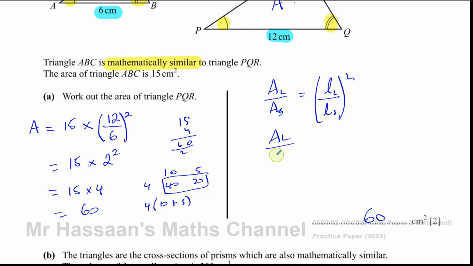over the area of the smaller one, which is 15, is equal to the length of the larger one, which is 12, over the length of the smaller one, which is 6, squared. So you end up with the same thing. You end up with the area of the larger one is equal to 15 times, and that's going to be 2 squared, which is 15 times 4, which is 60.